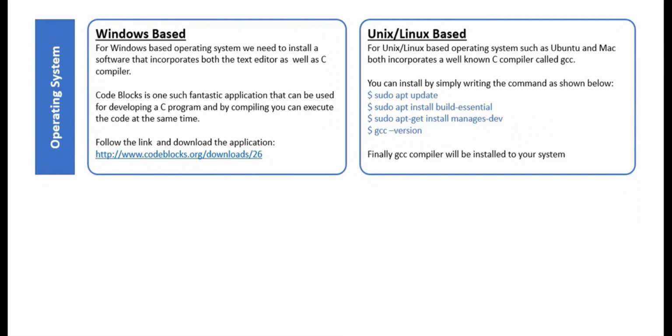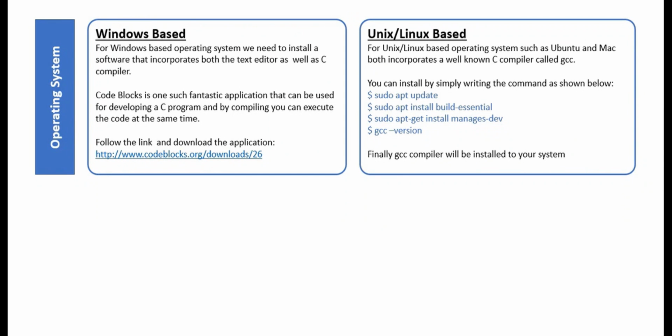For Unix or Linux based operating systems such as Ubuntu and Mac, both incorporate a well-known C compiler called GCC. This compiler is already installed in these operating systems, but if it is not there, you can install it by simply writing the commands as shown below. sudo apt update, you can update the package, then sudo apt install build-essential, sudo apt-get install manpages-dev, and after this you can verify by writing gcc --version. This will return the latest version of GCC installed on your system.